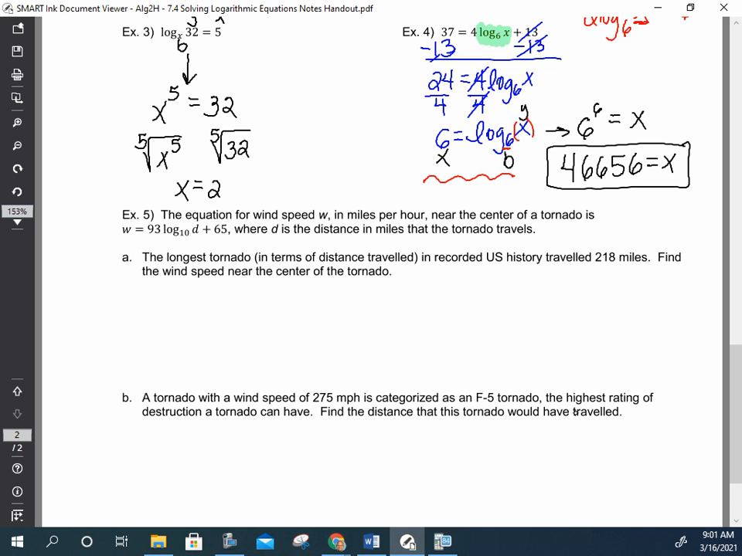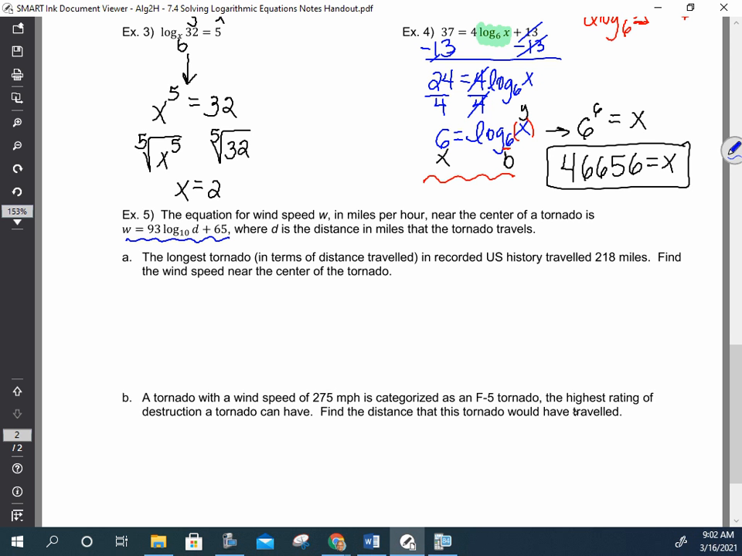All right, so this type of problem will actually help with a couple of the problems on the homework that is due tomorrow, as well as reinforce the concept that we're doing now. So this is definitely for my potential engineers. The equation for wind speed near the center of a tornado is given by that equation right there.